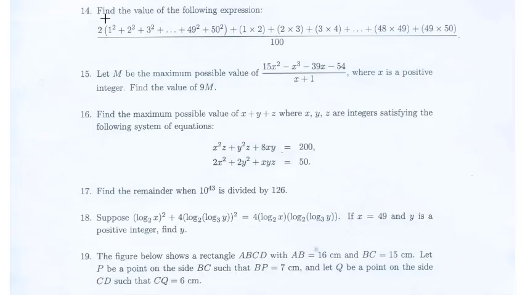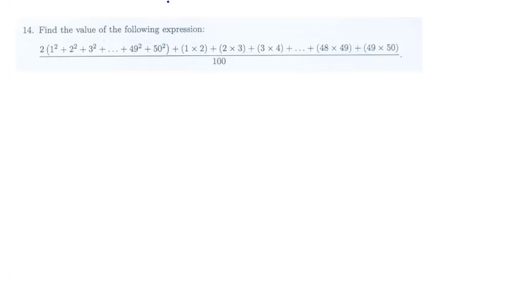Problem number 14, SMO 2019 senior section first round. Find the value of the following expression. Okay, so there are around 5 important identities. You should memorize them. One of them is this. If you want to know all of them, as I said before, feel free to send a message to my WhatsApp number in the description and comments.